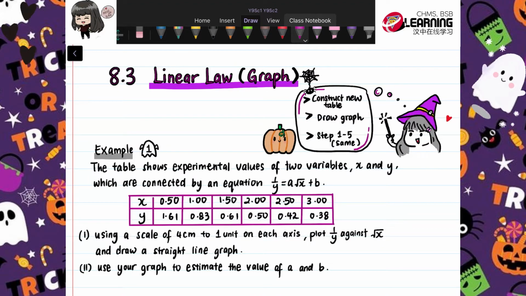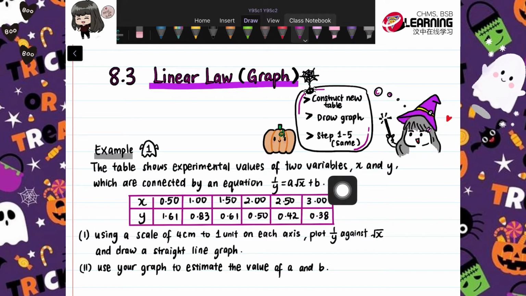Okay, so let's go to example 1 for this new topic over here, new subtopic. So example 1 here, we're gonna draw graph, okay? But the thing here is, okay, you are given a table here, okay? The table shows experimental values of 2 variables, x and y. These two are small x and small y, okay? And which are connected by an equation of this. Okay, this is non-linear, okay? This is obviously a non-linear graph.